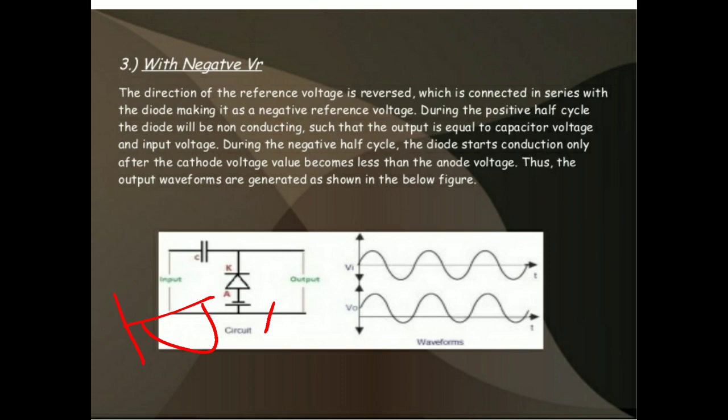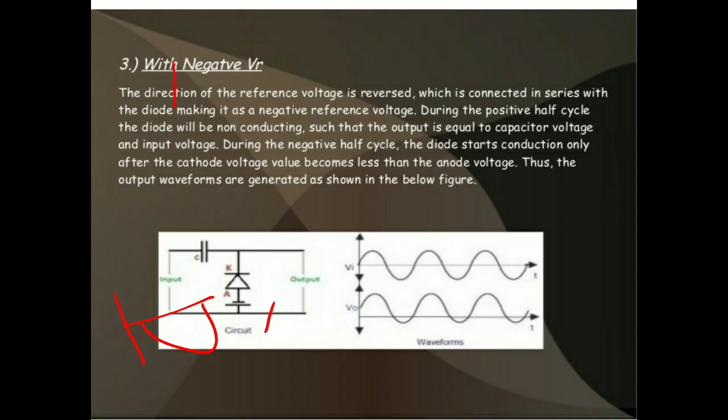The diode's cathode voltage is higher, while the anode voltage is at the negative terminal, so the diode conducts. The entire negative half cycle of the input is shifted to above the reference voltage. That means the same negative half cycle input is shifted above the reference voltage. So this is the operation of the positive clamper.